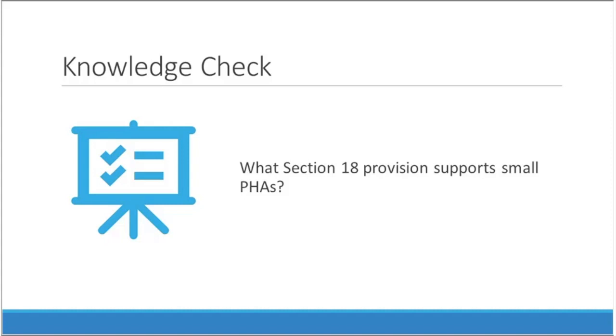So we changed this one to true or false. The 50 and under provision supports small public housing authorities under Section 18. All right, so that one was true, and so the multiple choice answer would be it's 50 or under. So again, you can work towards that number, so you don't have to start there. If you work your way there based upon other transactions, that is also acceptable.